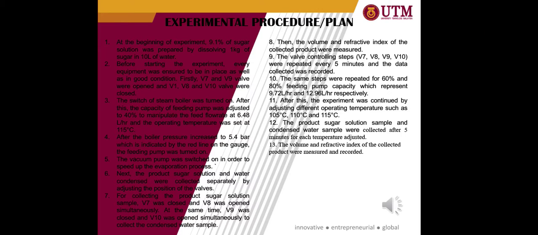After that, the experiment is continued by adjusting a different operating temperature, such as 105, 110, 115 degrees Celsius. That is, varying the temperatures to get different observations and results. The product sugar solution sample and condensed water sample are then collected after 5 minutes for each temperature adjusted, and then the volume and refractive index of the collected product are measured and recorded.